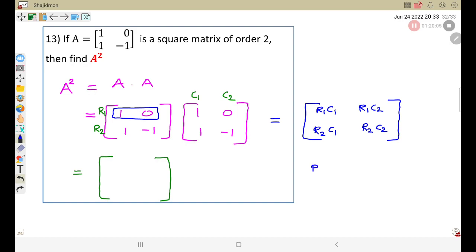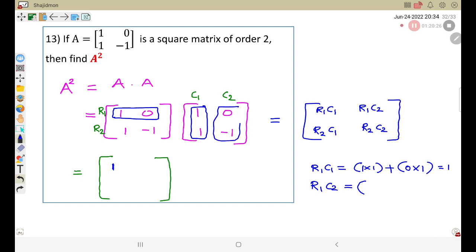First, for example, R1C1. First row with column number 1. So 1 multiply 1 plus 0 multiply 1. Okay? So you will get answer equal to 1. So that is the first number. Then R1C2. First row with column number 2. This is column number 2. Correct? So 1 multiply 0 plus 0 multiply minus 1. You will get 0. Second number 0 here.